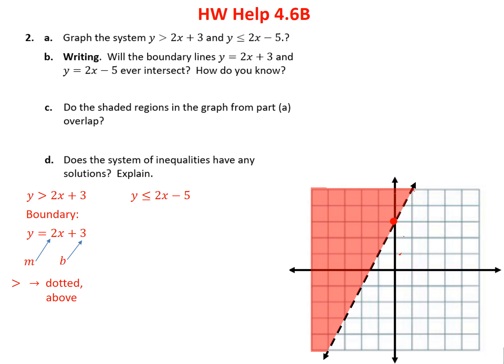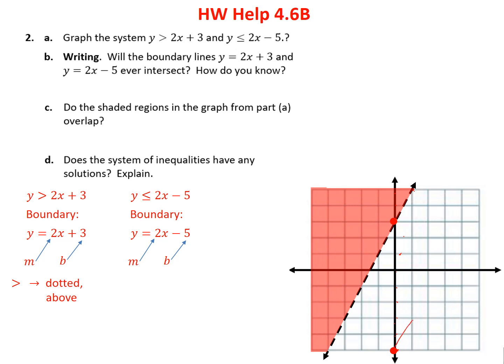y is less than or equal to 2x minus 5. Once again, for the boundary, just put the equal sign in for the inequality. The boundary is y equals 2x minus 5. Notice the slope is again 2, but this time the y-intercept is negative 5. So I can come down from the 0 point, 1, 2, 3, 4, 5, and that's where my point is going to be. And now my graph would be again up 2 over 1, like that.